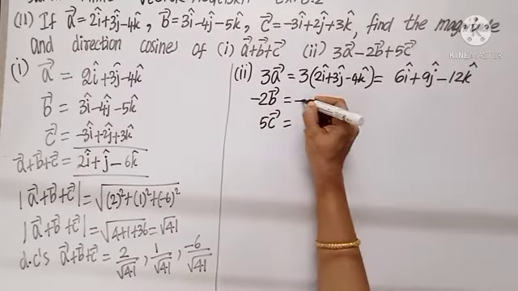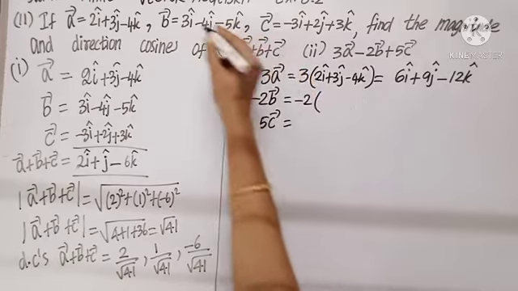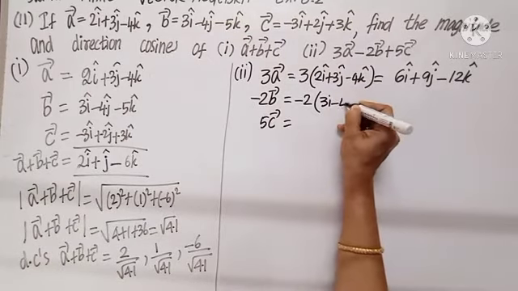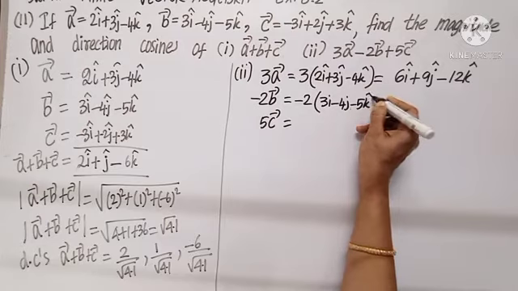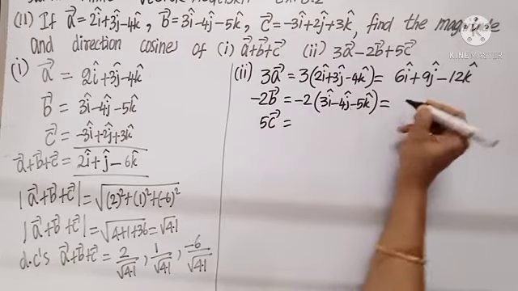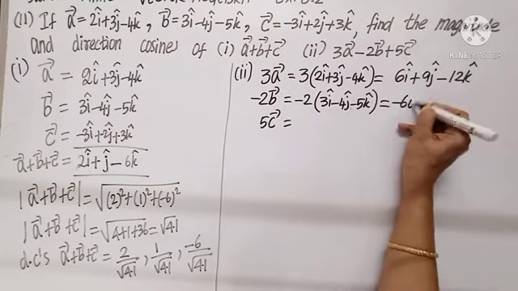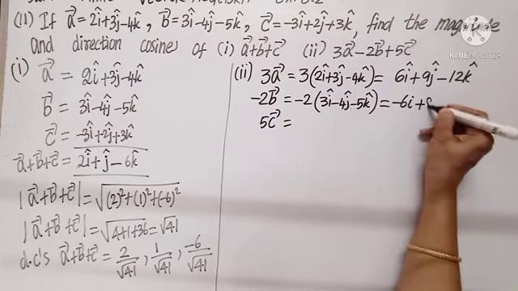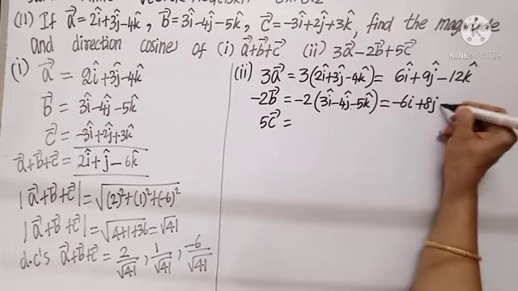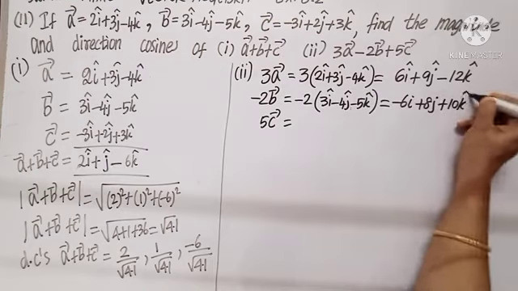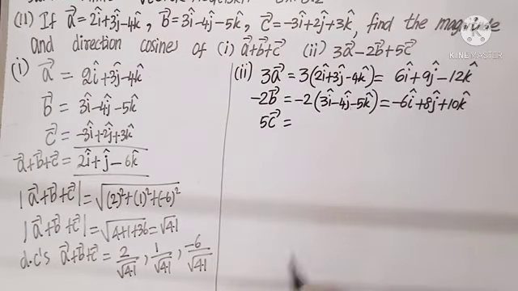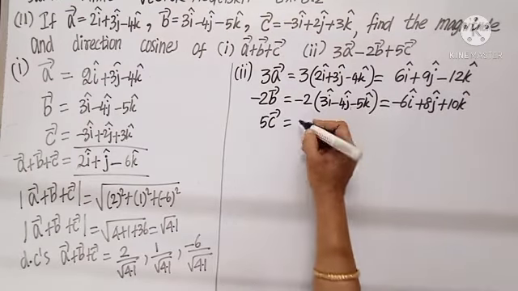Minus 2b tells me minus 2 into b vector: 3i minus 4j minus 5k. As I multiply, minus 2 into 3, minus 2 into minus 4j, minus 2 into minus 5k. As we put the caps, we proceed to the third, that is 5c.